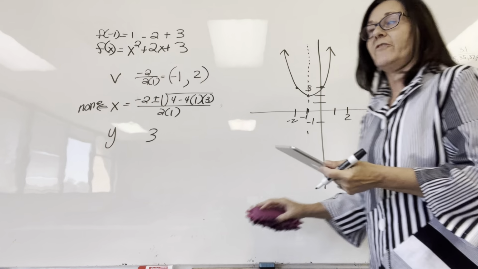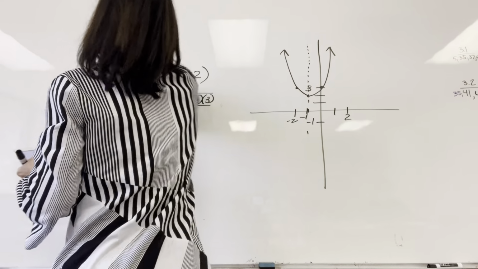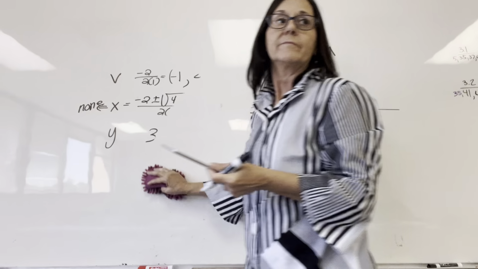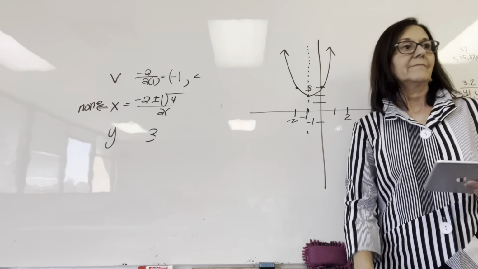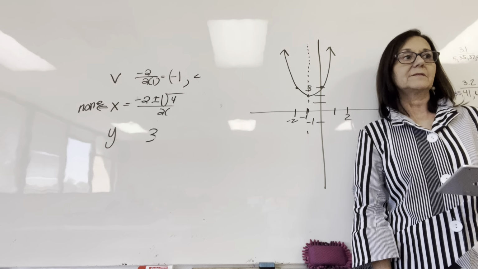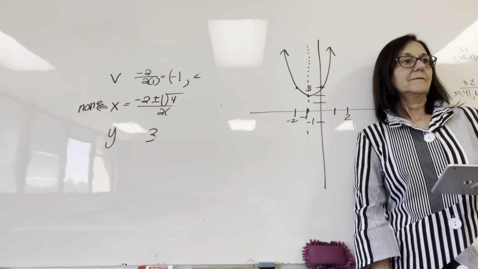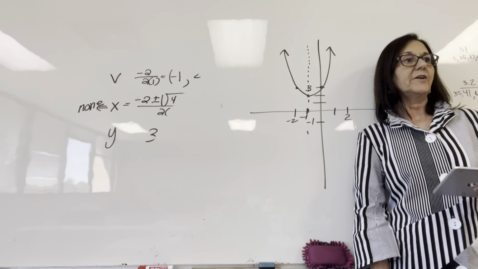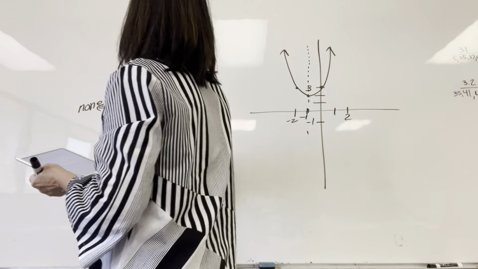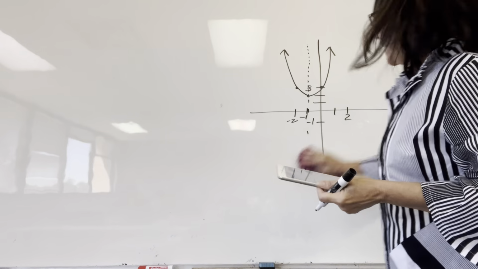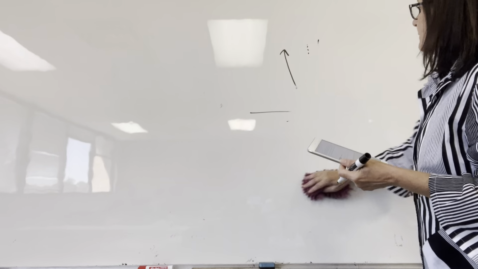The x-intercept form. So there are no x-intercepts? No x-intercepts. And we know that because x equals an imaginary number. What's under the radical is going to be negative, which gives us an imaginary number.